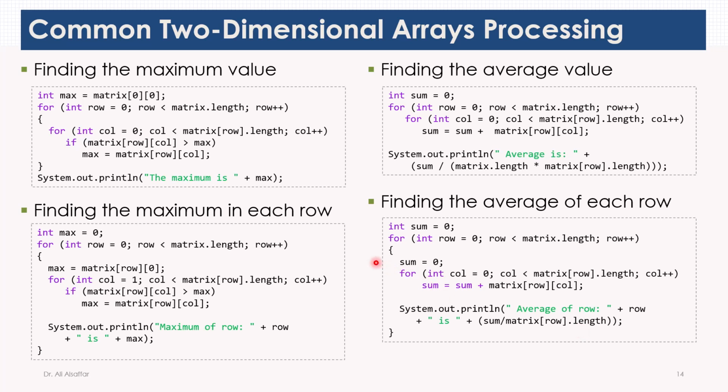If you want to find the average of each column, simply you process the array column by column. So you don't change anything in this code except you make the outer loop responsible for counting the number of columns, and the inner loop responsible for counting the number of rows. And this way we'll find the average for each column.